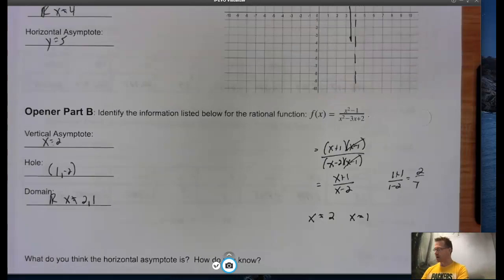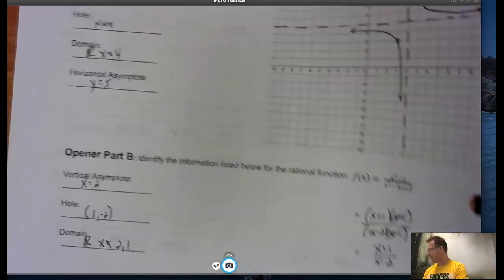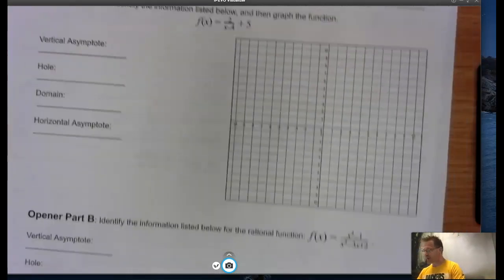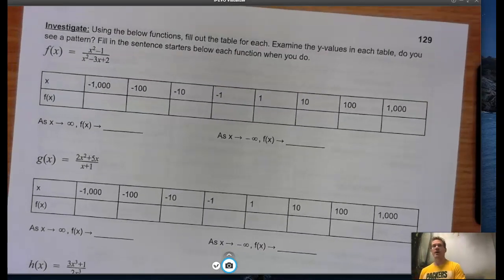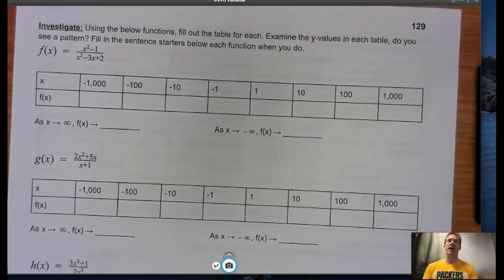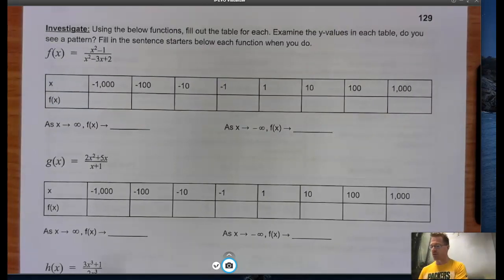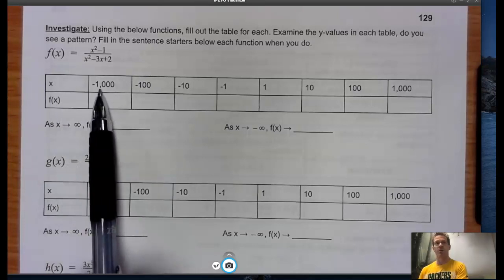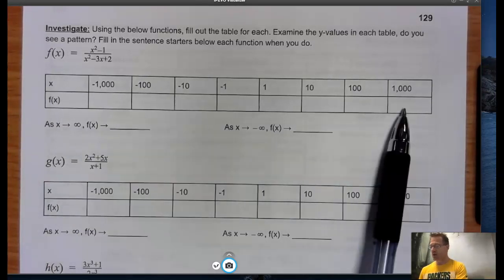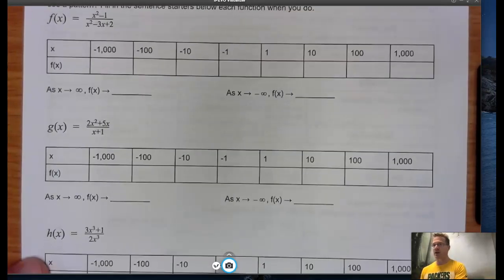Okay, so that takes care of all of that for now. If we go to the next page, we want to do some investigating on how we find that horizontal asymptote. I'm going to ask you to pause the video here in a second, and then fill out this table of values. You're going to fill out the second, third, and the fourth table value.